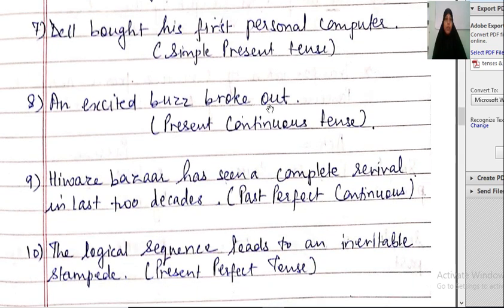Understood? Next one: an excited buzz broke out. Present continuous tense. What will it be? Continuous means the ing form of the verb, that is breaking. So what will it be? An excited buzz is breaking out.